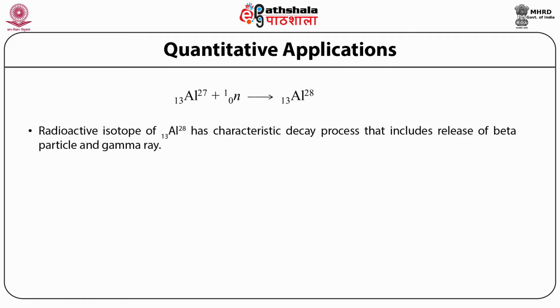The radioactive isotope of aluminum-28 has a characteristic decay process that includes the release of beta particles and a gamma ray. Aluminum-28 (13 protons) is converted into silicon-28 (14 protons) plus a beta particle (−1, 0) plus gamma.